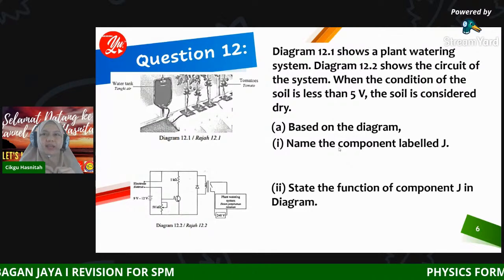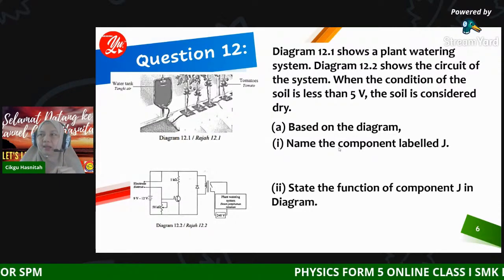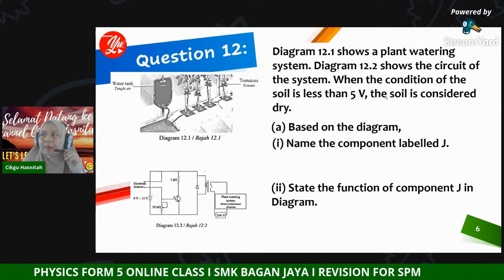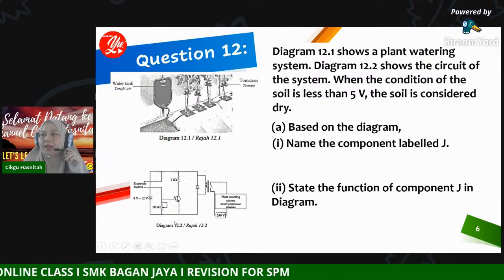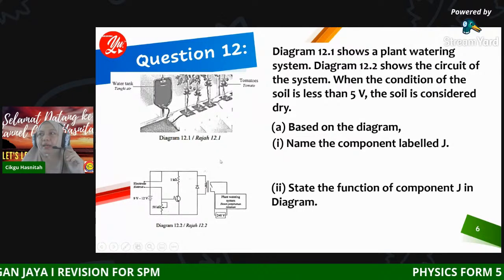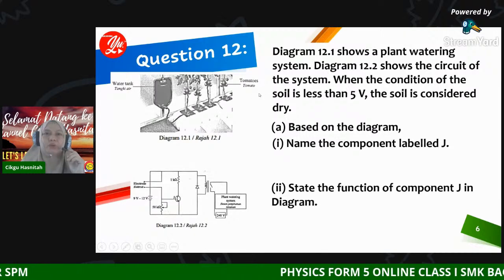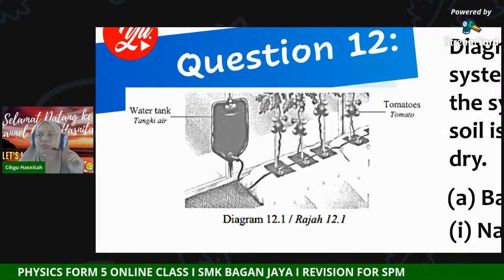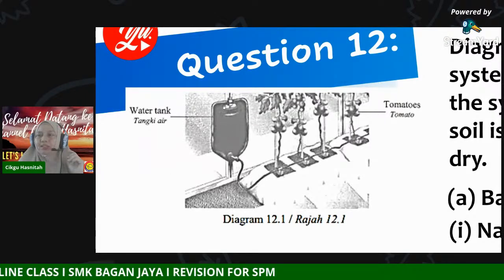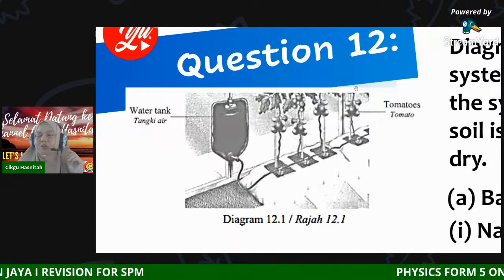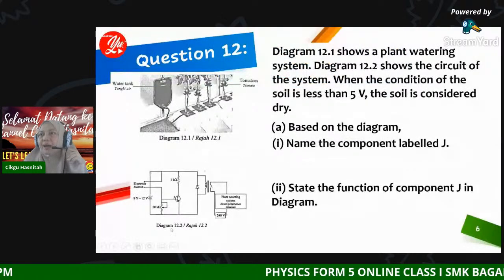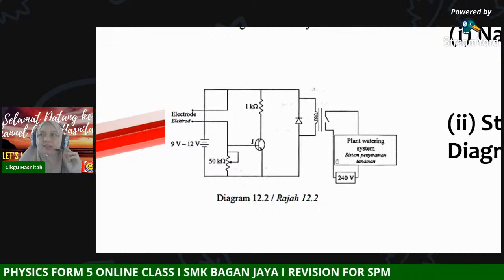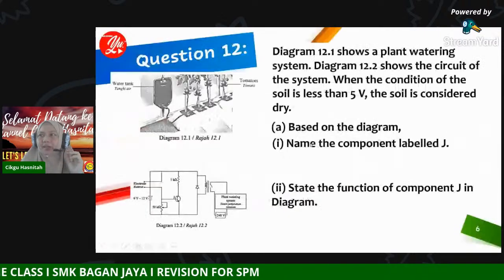Question 12 is an essay question, and it is also question 12 in the real SPM paper. Diagram 12.1 and diagram 12.2 are given. It shows a plant watering system. In the first diagram, you can see the plant watering system. This is where the water tank is, and it supplies water to these tomato plants. Diagram 12.2 shows the circuit of the plant watering system.